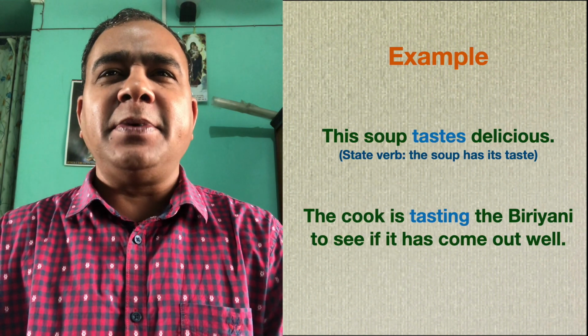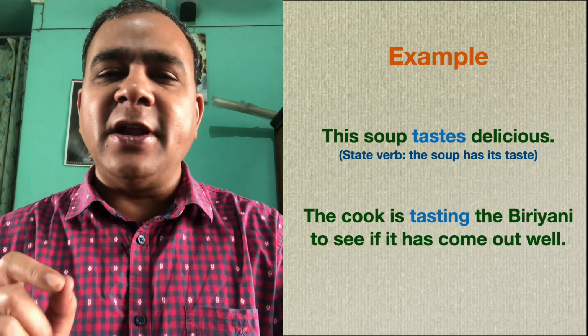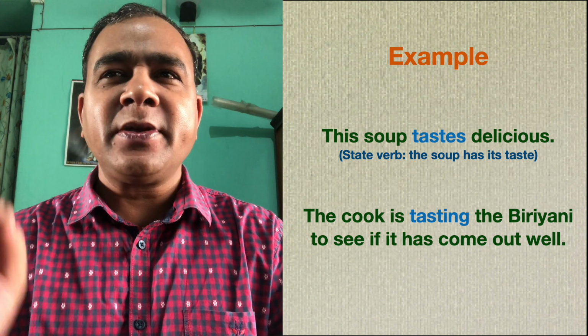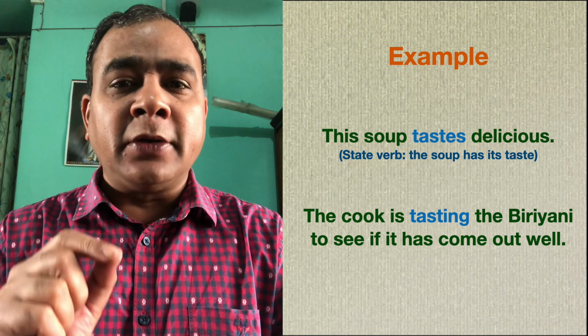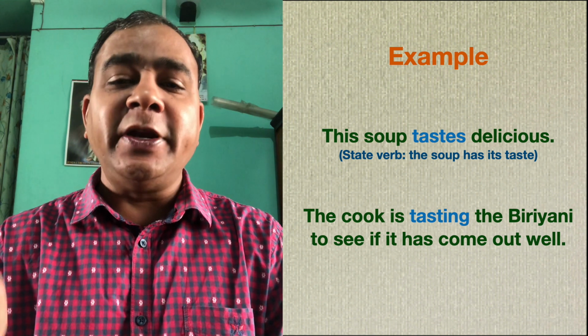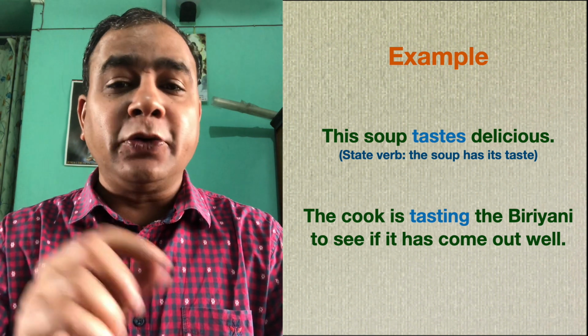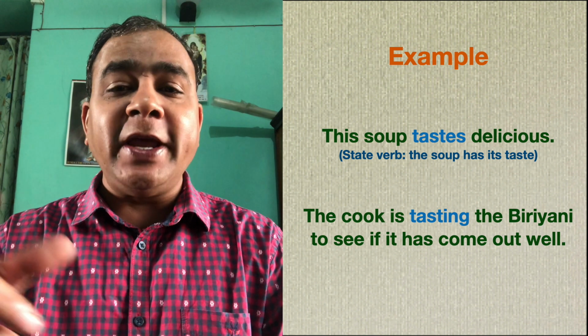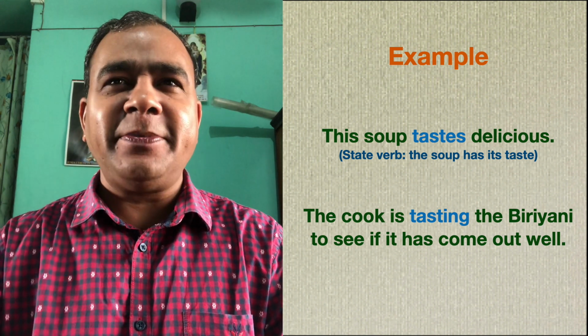Let's see some more examples. This soup tastes delicious. The soup tastes delicious. State verb. The cook is tasting the biryani to see whether it came out well. The cook is tasting. He tastes after making the biryani. The cook is tasting. Action verb.